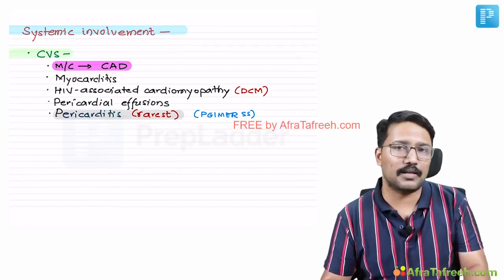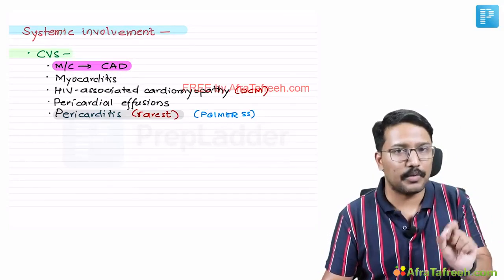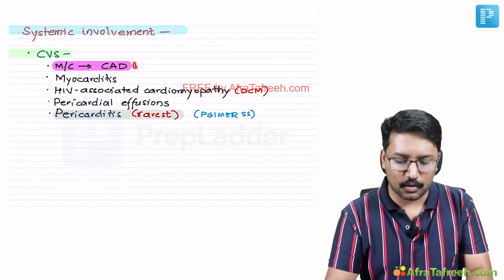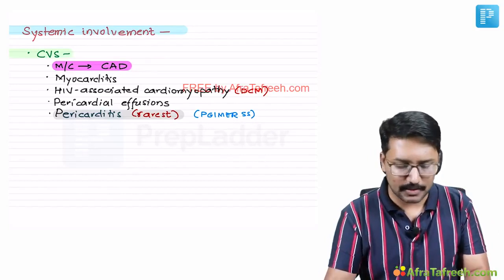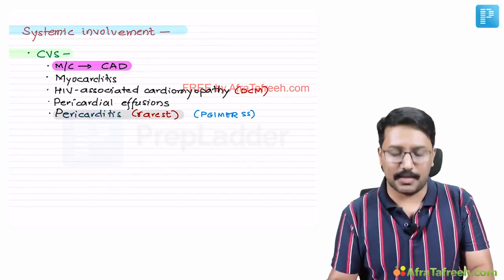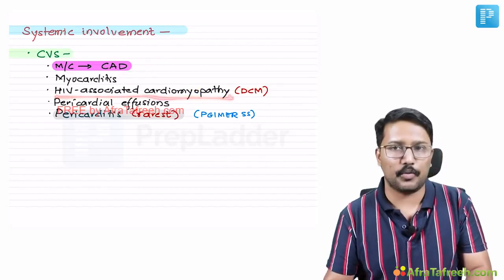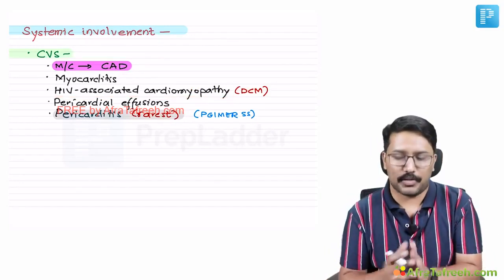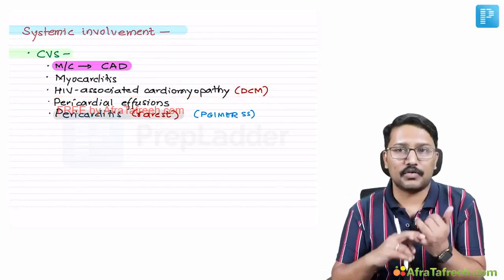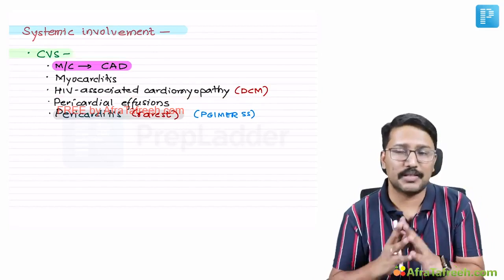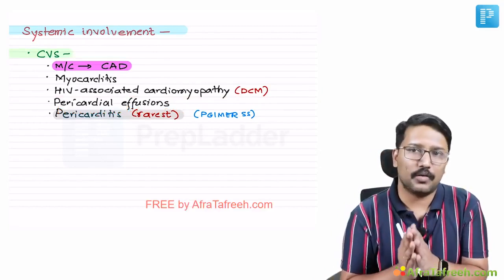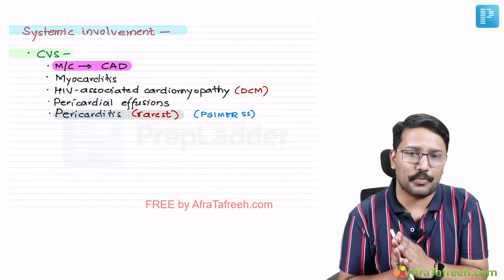So if there is an MCQ asking what is the most common cardiovascular manifestation of HIV infection, it is coronary artery disease. Okay. Apart from that, yes, myocarditis can occur. There is also an entity called HIV associated cardiomyopathy, which is a dilated cardiomyopathy, right? So even in the absence of diabetes mellitus, if an HIV patient presents with dilated chambers, you should be thinking of HIV associated dilated cardiomyopathy.